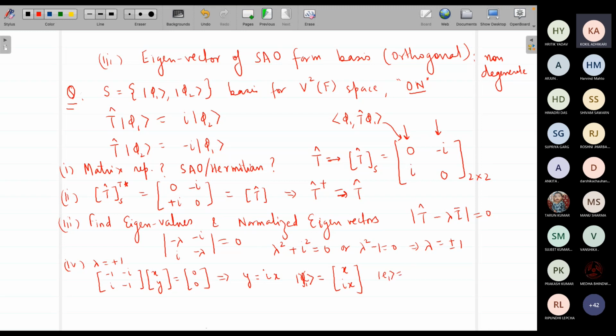So what will be E1 divided by norm? Which will be chi 1 divided by the norm of chi 1. Okay. 1 over root 2, 1 iota. Can anybody else confirm it? Yes, sir. Correct.